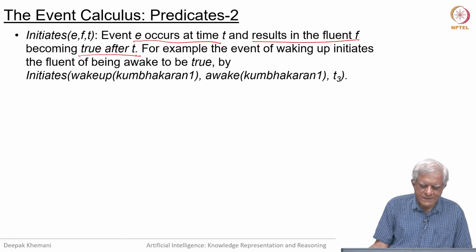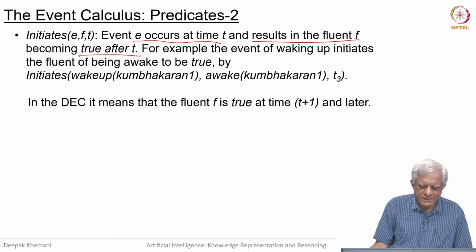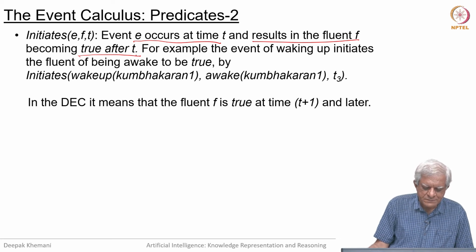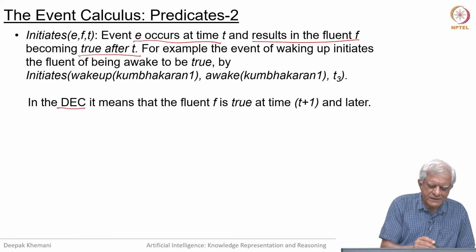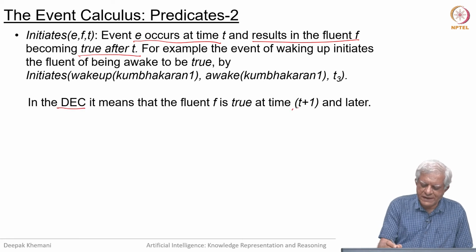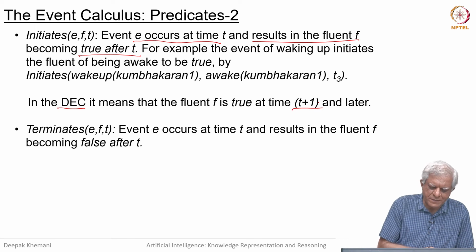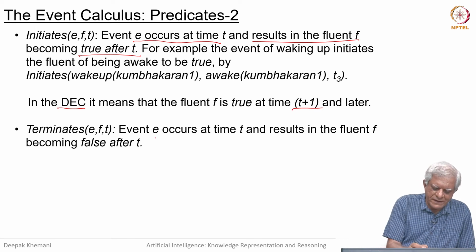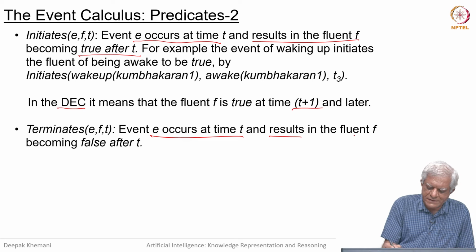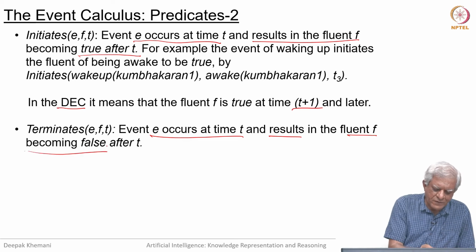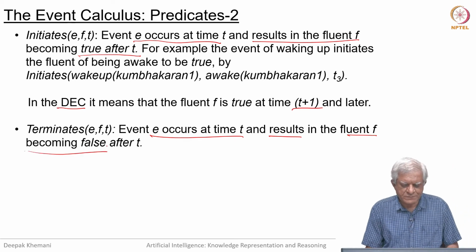So, we saw this, awake and wake up. In discrete event calculus, DEC stands for discrete event calculus, it means that the fluent F is true at time t plus 1. Terminates is in some sense the opposite of Initiates: event E occurs at time t and results in the fluent F becoming false after t.